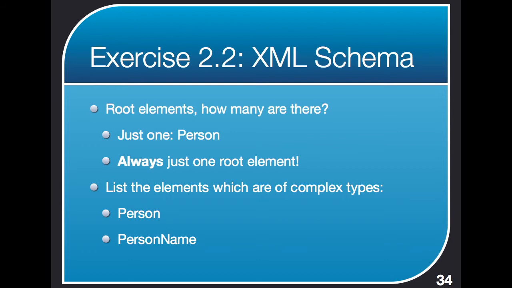So which elements are of complex type? Well, there's two of them. There's the person element itself and the person name element. Those are both of complex types. They're defined to hold other elements inside of themselves.